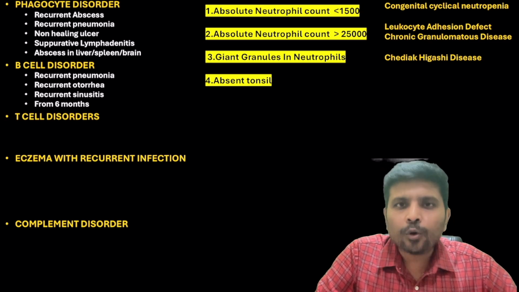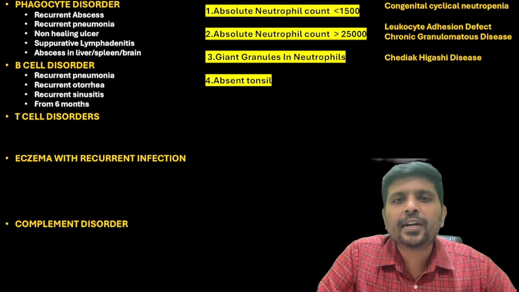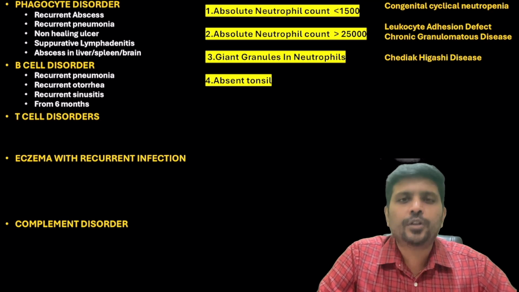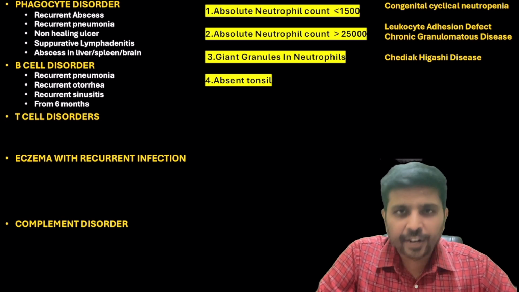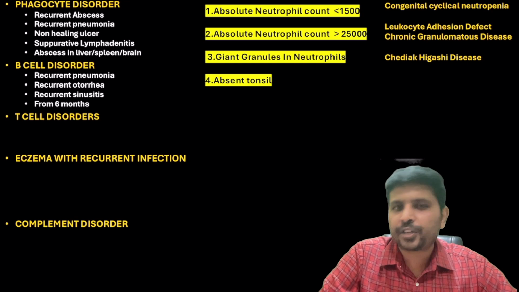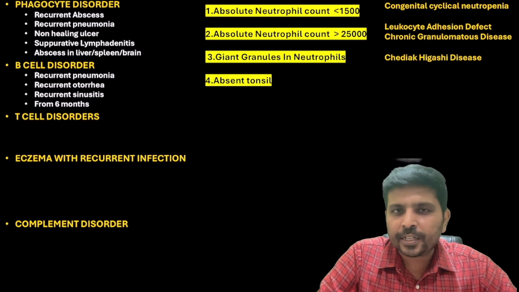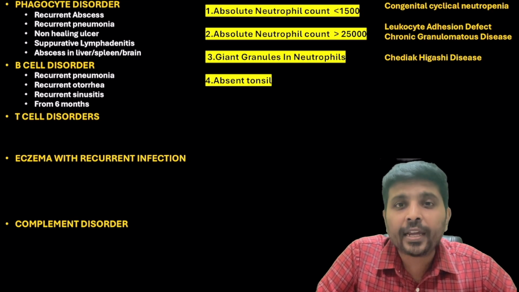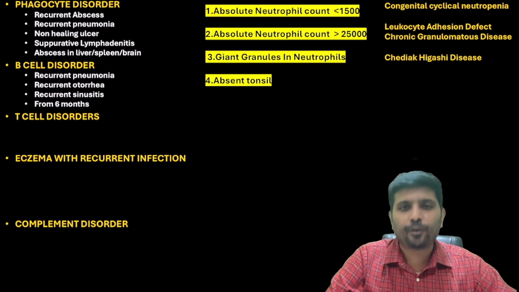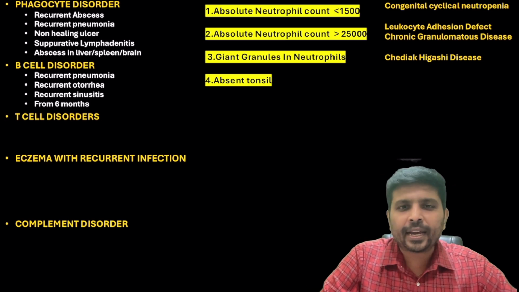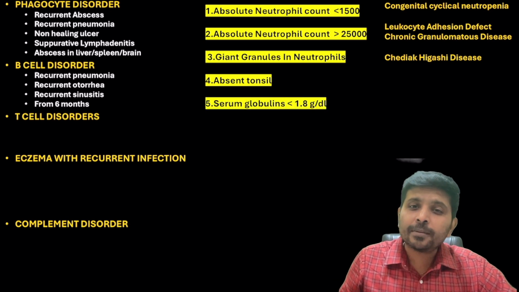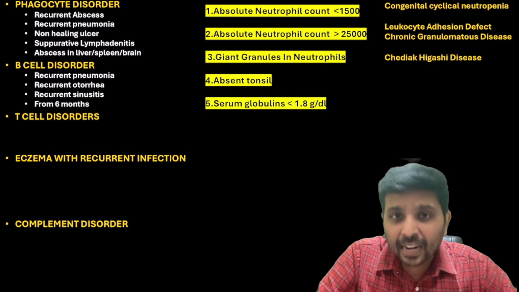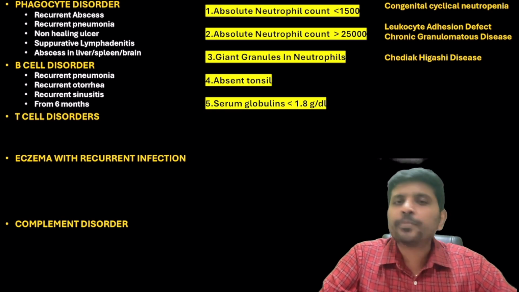Any boy who comes with a single consolidation, look at the tonsil. Absent tonsil or small tonsil, it's the right time to investigate a child for B cell deficiency, and you can royally order an immunoglobulin profile. But before ordering an immunoglobulin profile, look at the tonsil. And one more simple clinical clue is in the LFT, you can see serum globulin.